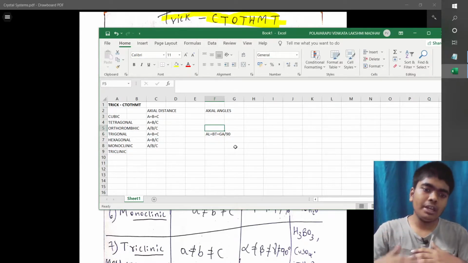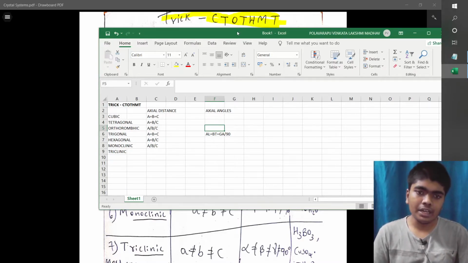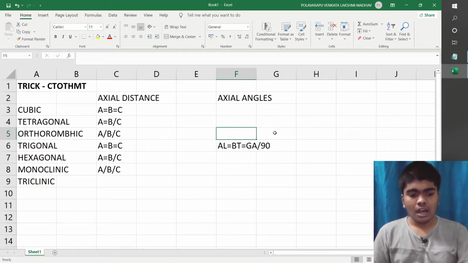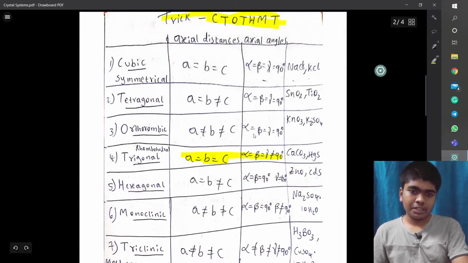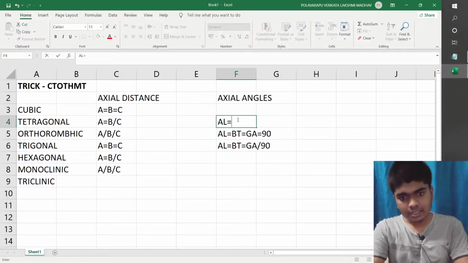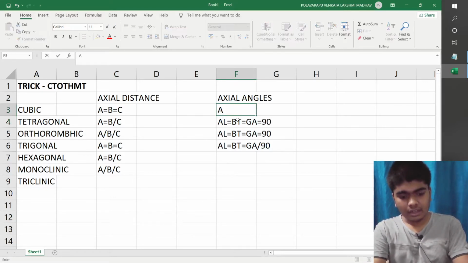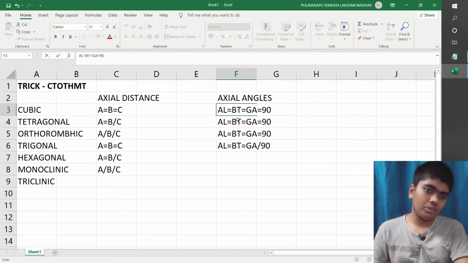So the above thing, which is above this, alpha is equal to beta is equal to gamma not equal to 90, you need to just mention it as alpha is equal to beta is equal to gamma is equal to 90. You need to just mention it like that, and the remaining two also like that only. So alpha is equal to beta is equal to gamma is equal to 90, and again alpha is equal to beta is equal to gamma is equal to 90.